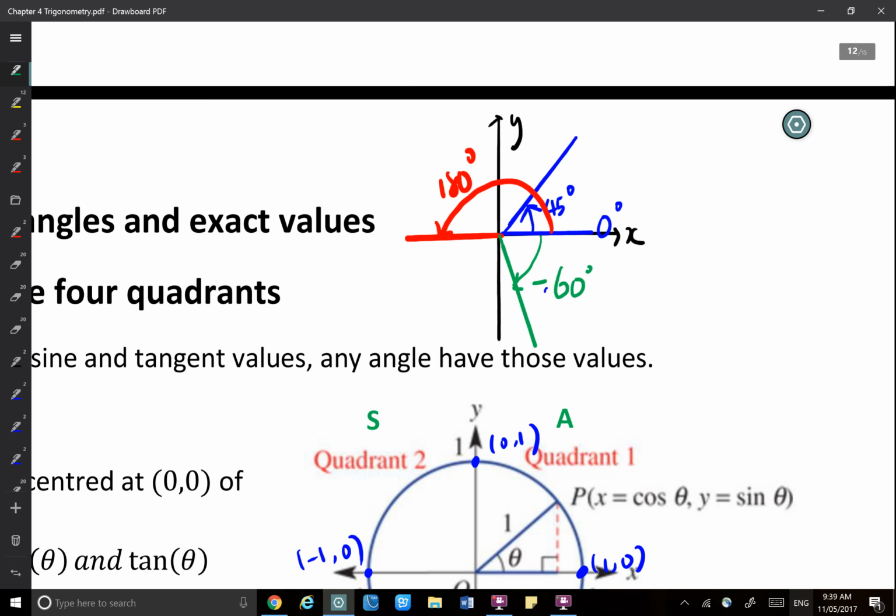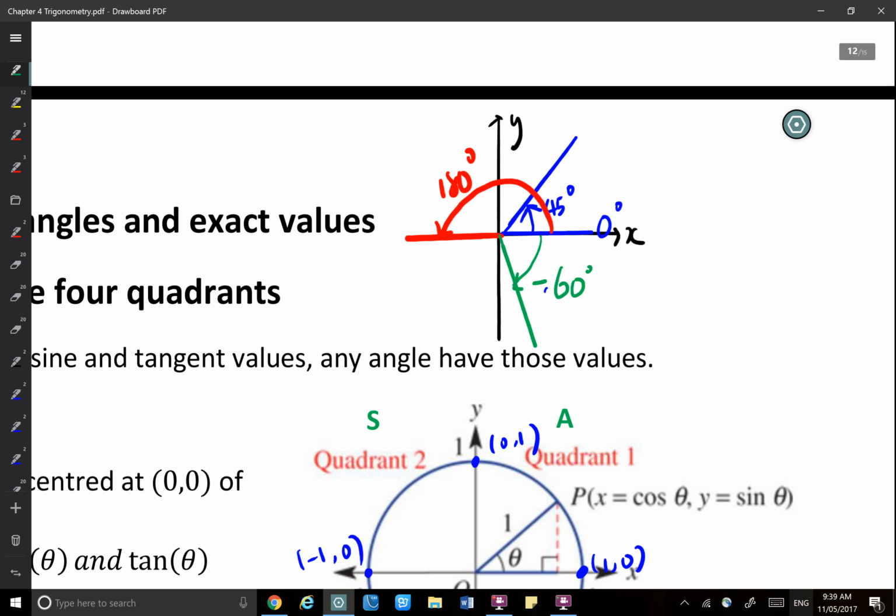If I go a full circle and come back to the same position, I can say that's a 0-degree angle. I can also say that's a 360-degree angle. If I go another circle, I can say that's a 720-degree angle. So I can represent how many rounds I go, and that's 360 times how many.